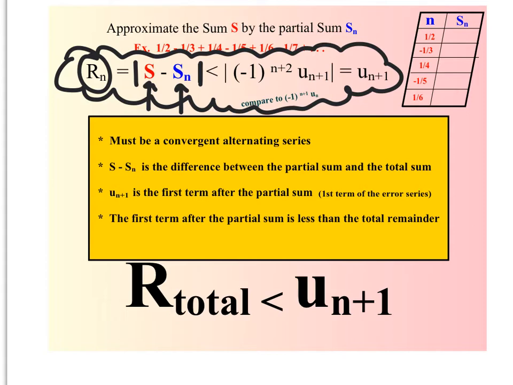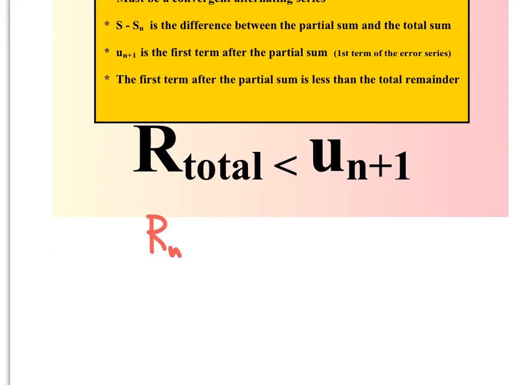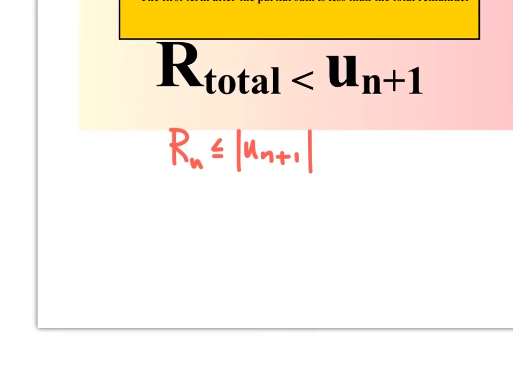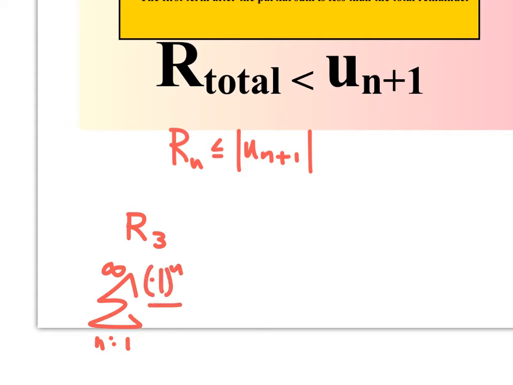Right? So that should be pretty familiar from what we've done in the past couple of days. What this right here means is that the error R sub n is always less than or equal to the absolute value of whatever the next term is. So if I wanted the error on our previous example, the error of the first 3 terms of the series n equals 1 to infinity of this alternating series here, right?